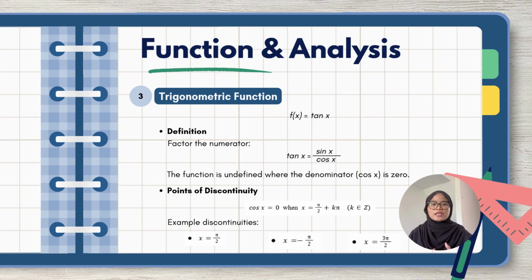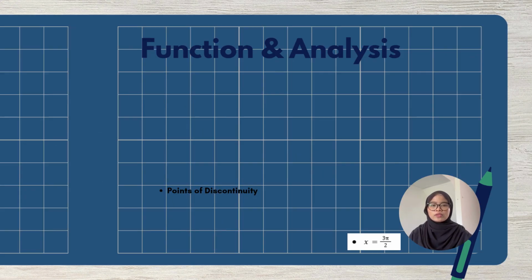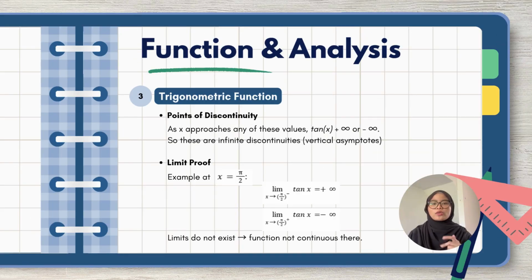First is x equal pi over 2. Next, x equal negative pi over 2. And lastly, x equal 3 pi over 2. So next, at the points of discontinuity, as x approaches any of these values, tan x goes to plus infinity or minus infinity. So there are infinite discontinuities, vertical asymptotes.